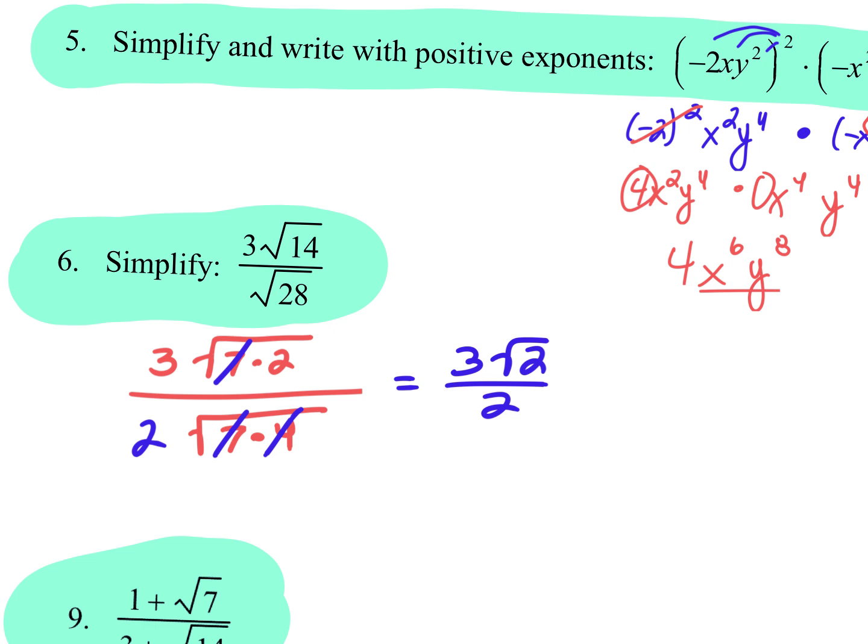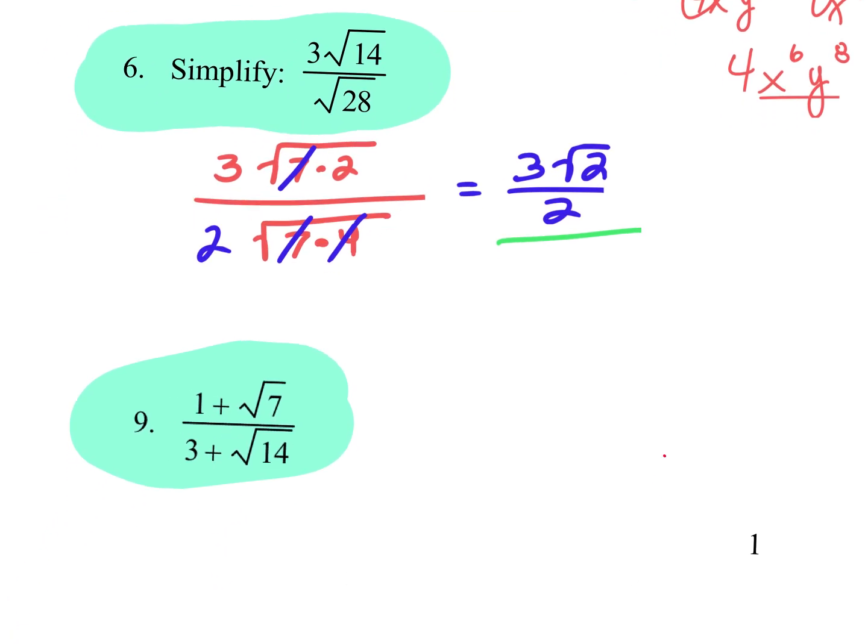Can I, guys, am I allowed to say, oh, this 2 cancels with this one? No, you absolutely cannot, because the square root of 2 is a very different number than the whole number 2. So just make sure you guys are aware of that. Always try to simplify first. All right, scooting along.